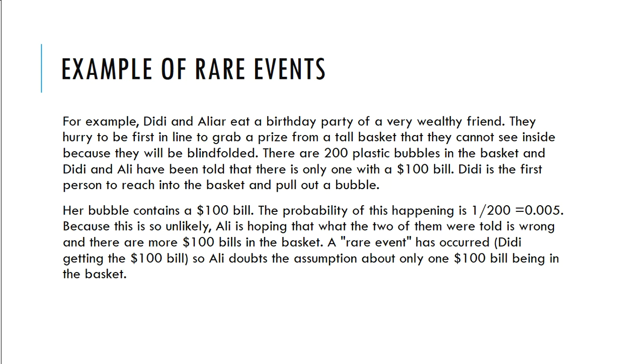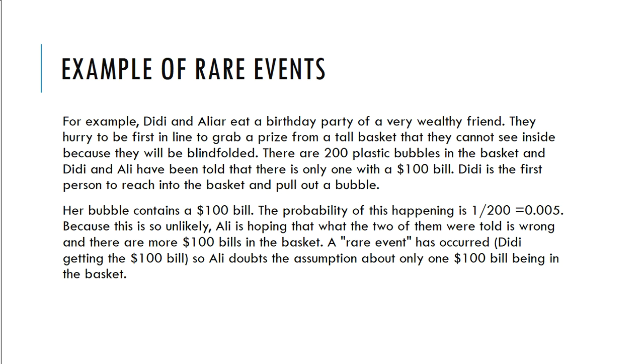Examples of rare events. For example, Dee and Ella are at a birthday party of a very wealthy friend. They hurry to be first in line to grab a prize from a tall basket that they can't see inside because they will be blindfolded. There are 20 plastic bubbles in the basket, and Dee and Ella have been told that only one has a $100 bill. Dee is the first person to reach in the basket and pull out a bubble. Her bubble contains $100. The probability of this happening is 1 over 200, or 0.005, which is really small.